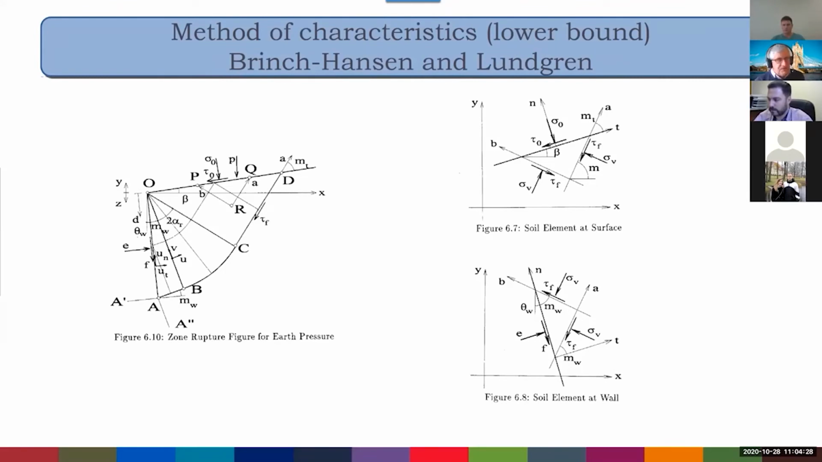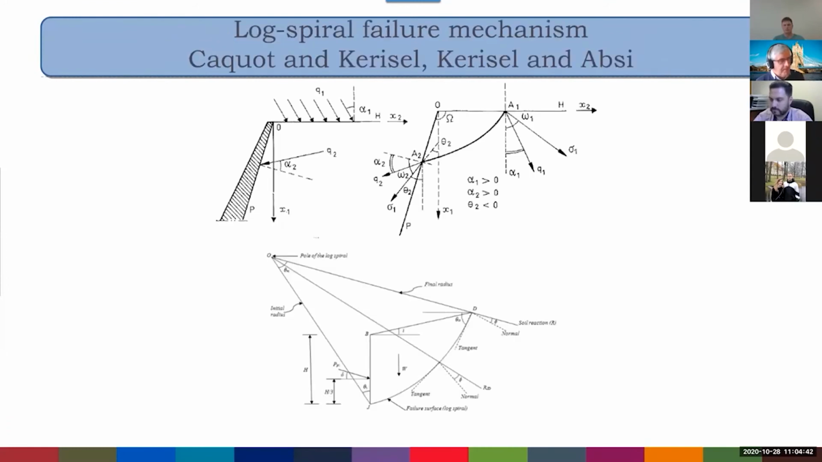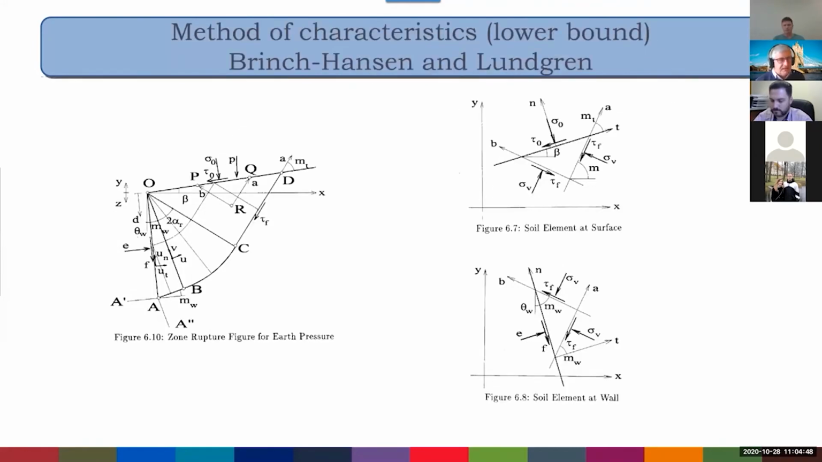Other developments in Denmark, Brinch Hansen and subsequently a guy called Lundgren, have developed what is called the method of characteristics. So the Caquot and Kérisel mechanism is again an upper bound. This is a log spiral mechanism, whereas the Brinch Hansen and Lundgren is a lower bound. It's a method of characteristics. It's looking at the stress state in the ground. So it's like Rankine's method, but it's more sophisticated.